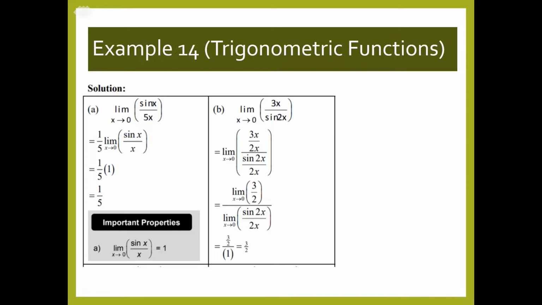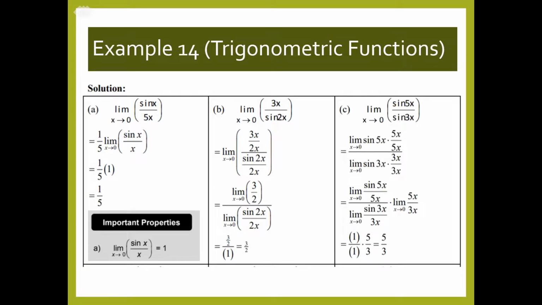Next, for b, you need to divide both numerator and denominator by 2x so that the first property can be applied. As limit of sin 2x over 2x equal to 1, simplify, you will get 3/2 as the final answer. For c, divide the numerator with 5x over 5x and denominator with 3x over 3x and simplify. Then, apply the first property and simplify again, you will get 5/3 as the answer.